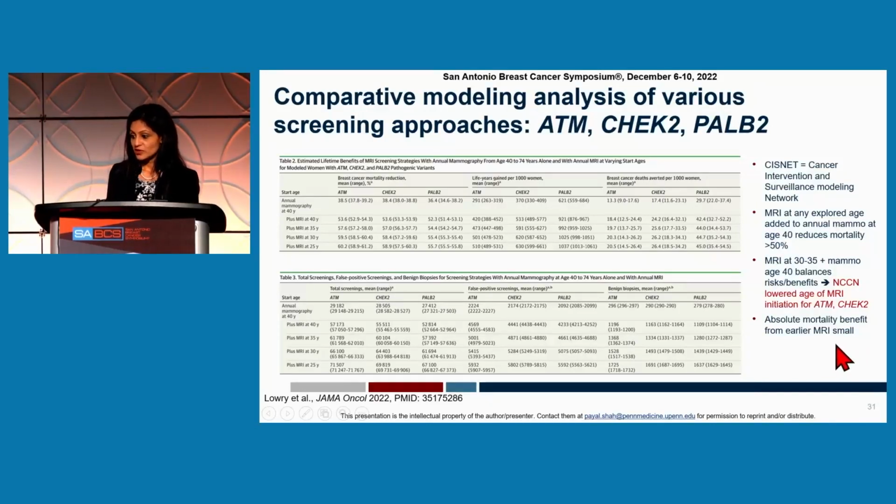But I would like to point out that the actual absolute mortality benefit from earlier MRI is quite small. For example, if you look at the breast cancer deaths averted per 1,000 women for individuals with PALB2 mutations, again, PALB2 is associated with triple-negative breast cancer and hormone receptor-positive breast cancer that is high grade, you can see that we save 2 lives per 1,000 women screened when lowering the age of breast MRI from 40 to 30.